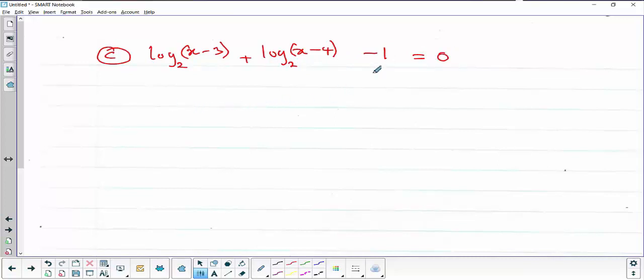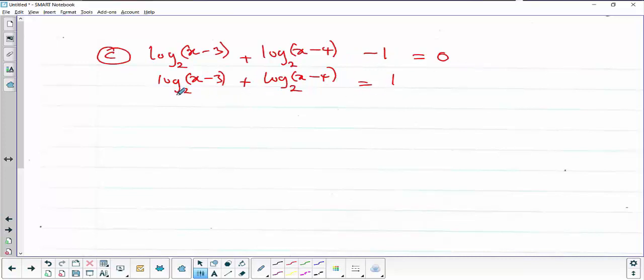So firstly, let us move this minus 1 to the other side. So we are going to have log x minus 3 base 2 plus log x minus 4 base 2 will be equal to 1 by moving this minus 1 to the other side. So it will become positive 1 here.